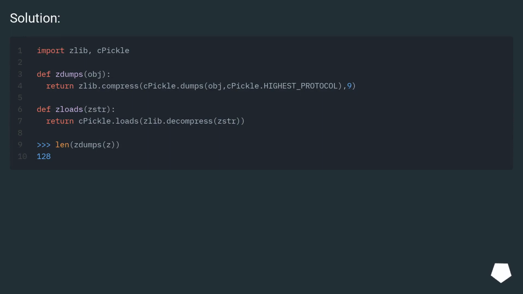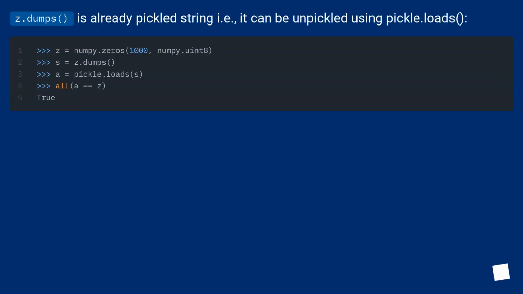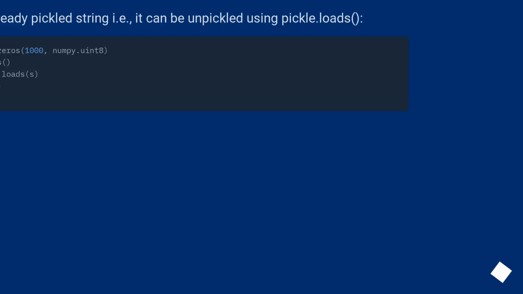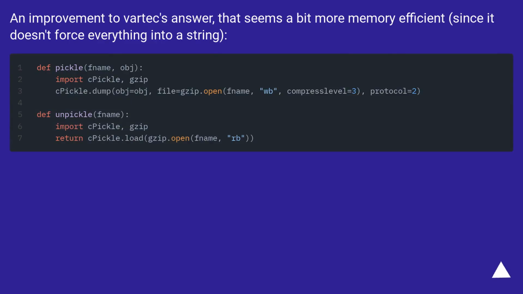Solution. z.dumps is already a pickled string, i.e., it can be unpickled using pickle.loads. An improvement to the previous answer that seems a bit more memory efficient, since it doesn't force everything into a string.